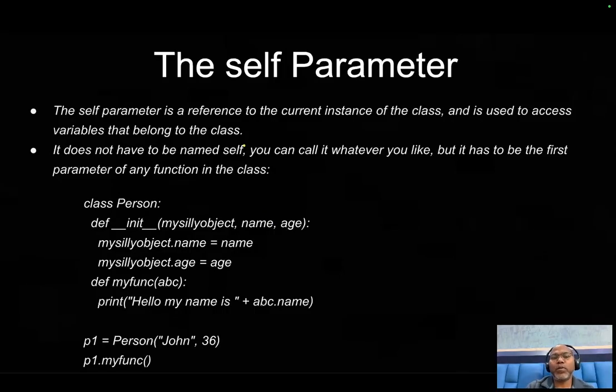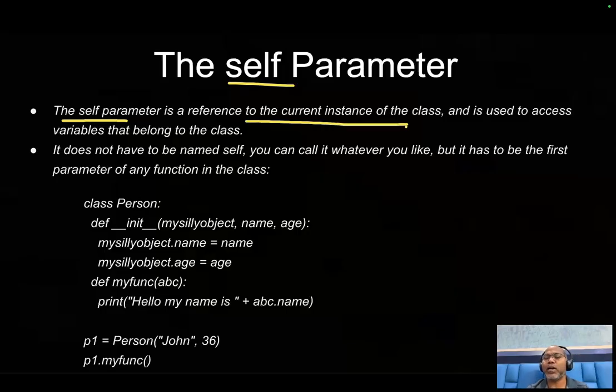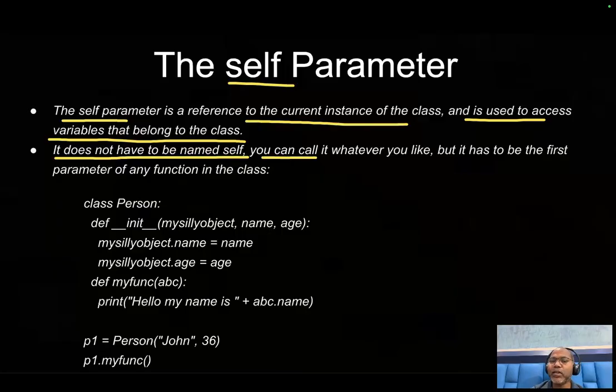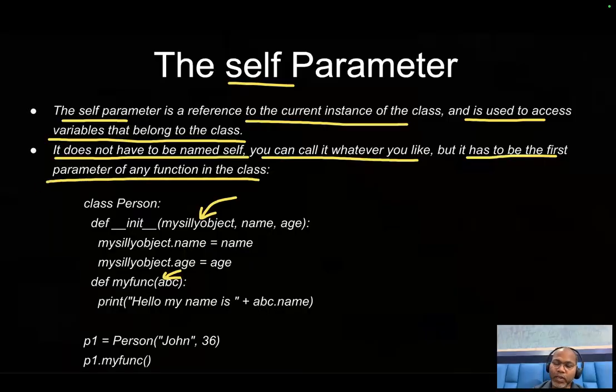Now let's talk about self. The self parameter is a reference to the current instance of the class, used to access variables or methods belonging to the class. Please note that it does not have to be named self; you can name it whatever you like. Sometimes you want to change self, and you can change it to anything. But whatever the name, it should be the first parameter of any function.